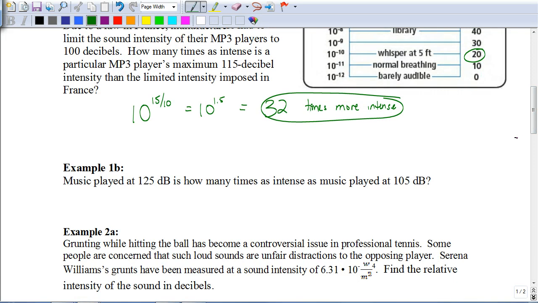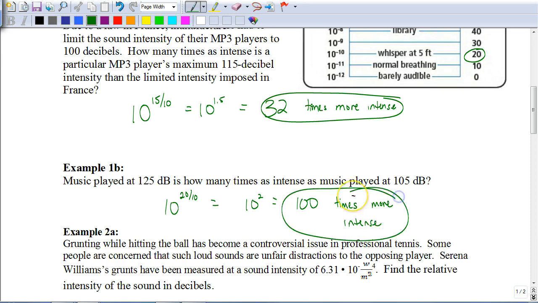So let's compare 125 decibels to 105 decibels. So again, my difference here would be 20. This we could do without a calculator, because 20 divided by 10 in our exponent there gives us 2, and 10 squared is 100. So here, a difference of 20 decibels means that it's 100 times more intense. That would be your answer.